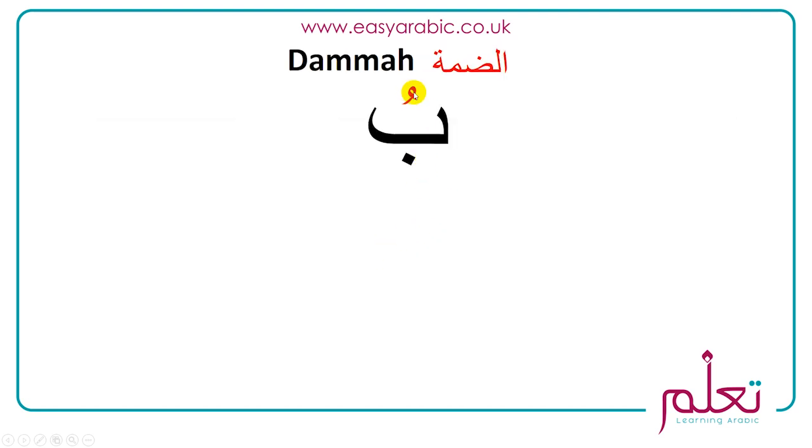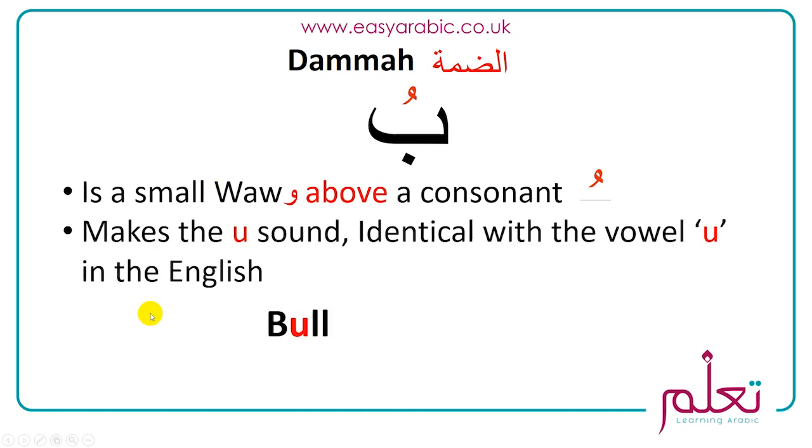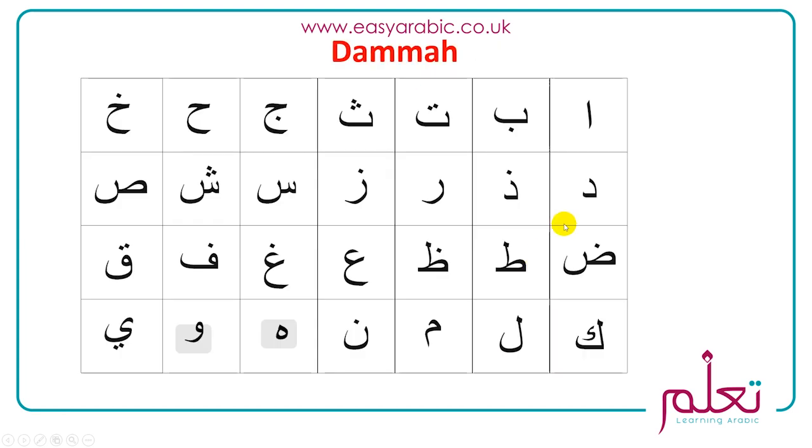Okay, let's look at the dhamma. The dhamma is a small vowel above the consonant, and it's always above the consonant. You wouldn't have the dhamma below it. It makes the oo sound, very much like the u in the English language. If we look at the English example, b-u-l-l, which is bull. In Arabic, the ta with the dhamma would make the tu sound, and the jim with the dhamma would be ju. So tu and ju.